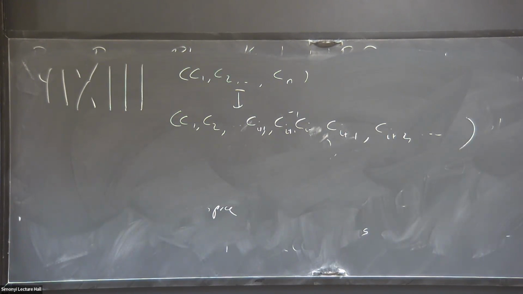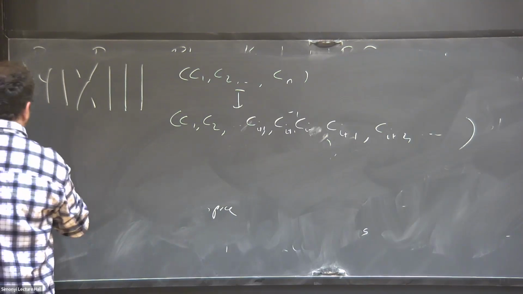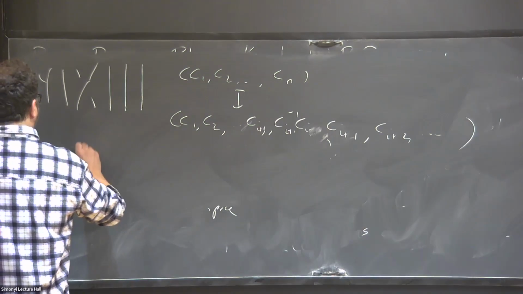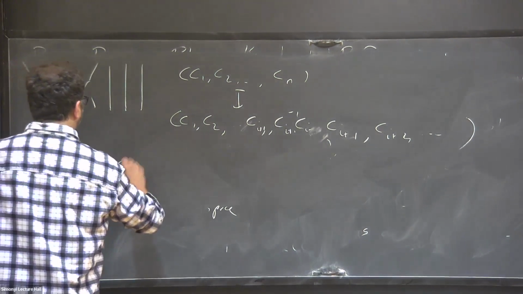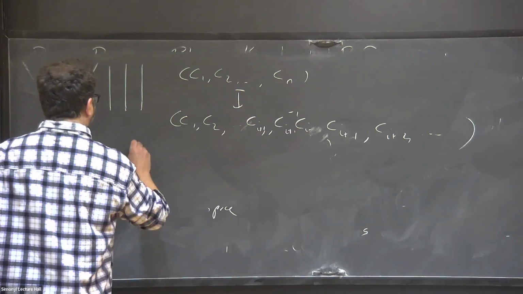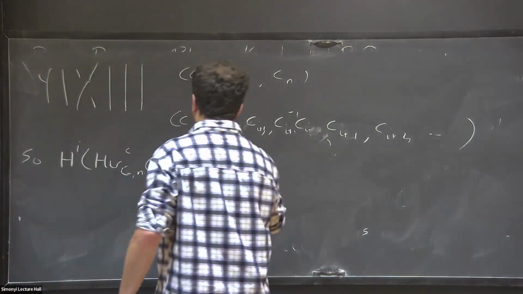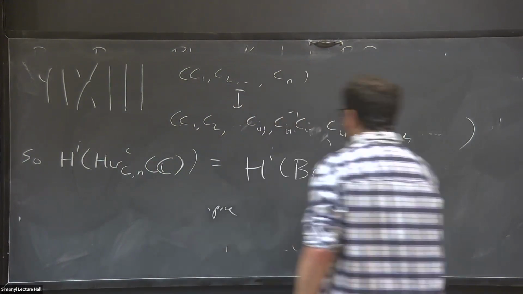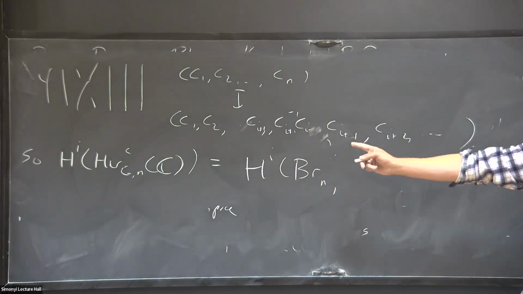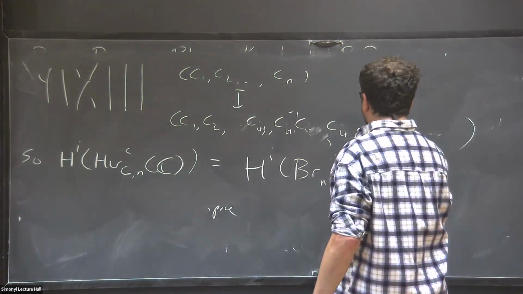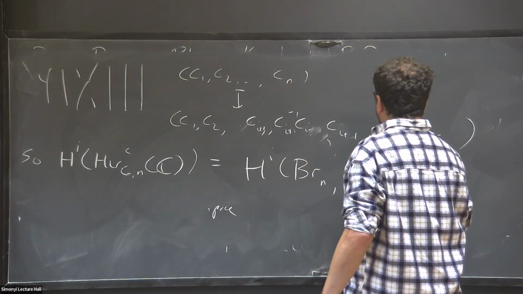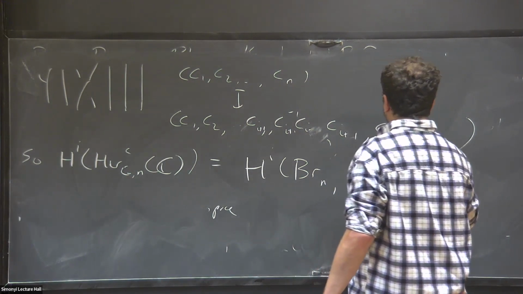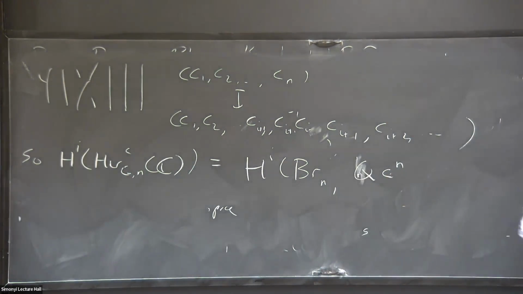So to sum up, when I compute the cohomology of this space, which is a finite cover, H^i of the complex Hurwitz space is the same thing as H^i of the braid group in the permutation representation on this set. So I guess I'll write it as the space spanned by n-tuples.